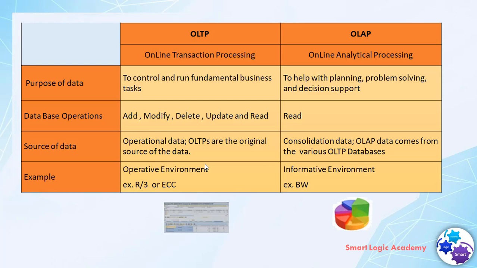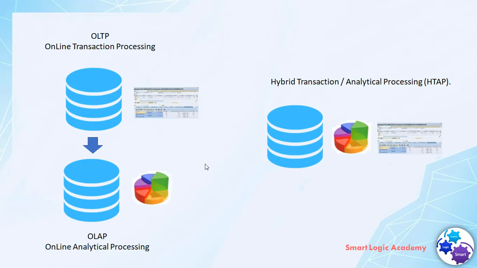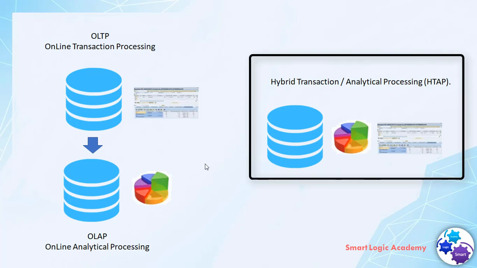Because of the difference between OLTP and OLAP processing, OLTP and OLAP were separated and linked through interfaces. Now SAP HANA is able to bring transactional and analysis requirements into one platform. The acronym for this type of consolidated system is Hybrid Transaction and Analytical Processing, HTAP.